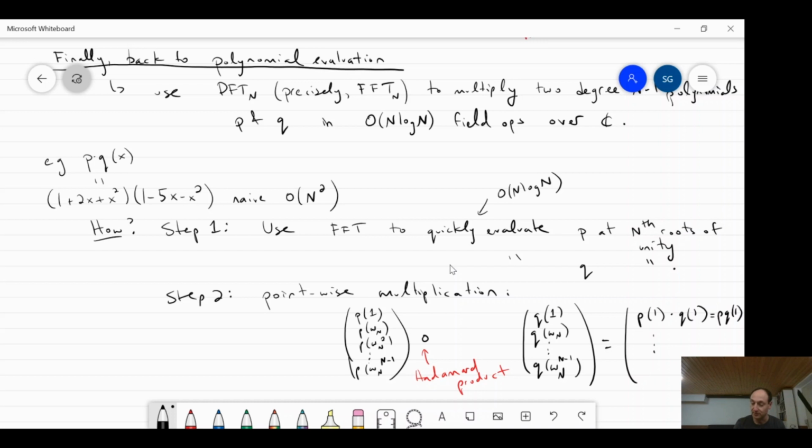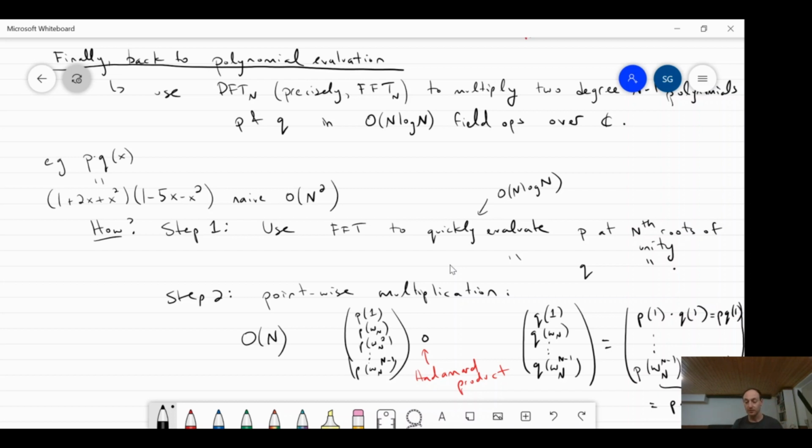It's much faster. So p of omega n to the n minus 1 times q of omega n to the n minus 1, right? This is just equal to the same thing as if I had first multiplied the polynomials out and then plugged in this value. Okay, so this takes only order n time because I've got 2 n-dimensional vectors and I'm just multiplying pointwise.